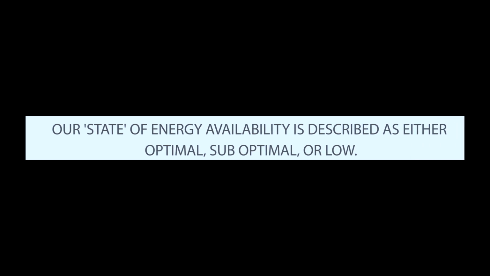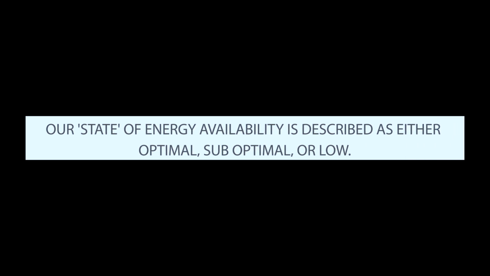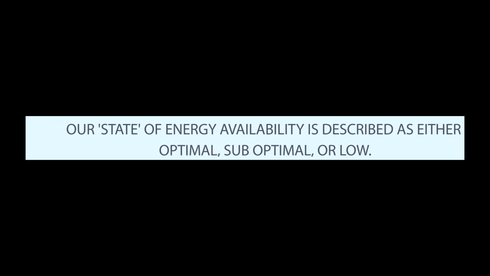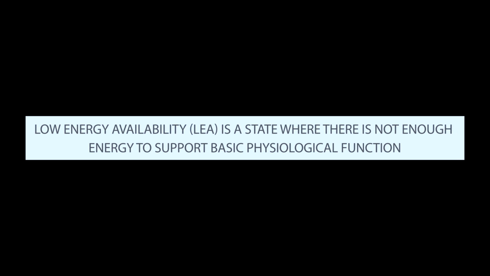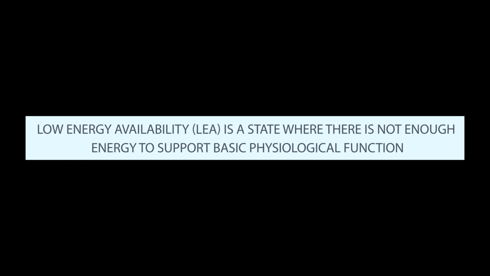When defining energy availability, an energy availability of 45 calories per kilogram of fat-free mass is deemed optimal to support both exercise and basic physiological function. Reduced or suboptimal energy availability is defined as being between 30 to 45 calories per kilogram of fat-free mass per day. It's when energy availability drops below 30 calories per kilogram of fat-free mass per day that the body enters a state of low energy availability, where the body doesn't have enough energy left to promote optimal health and physical performance.